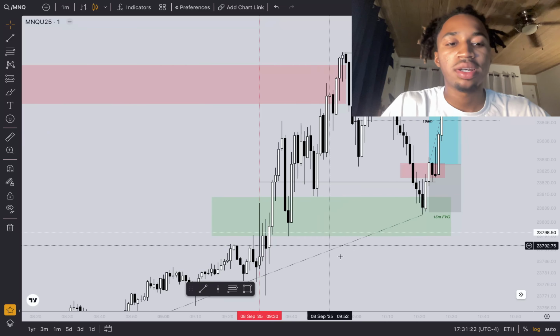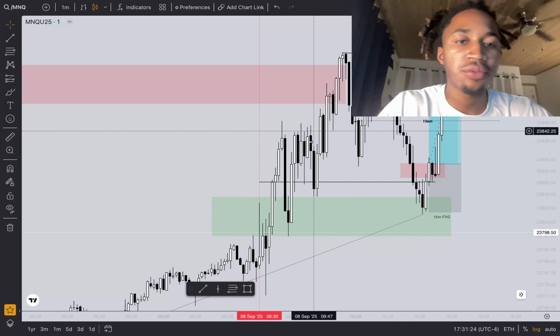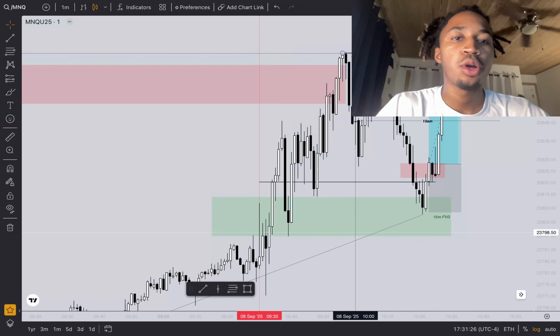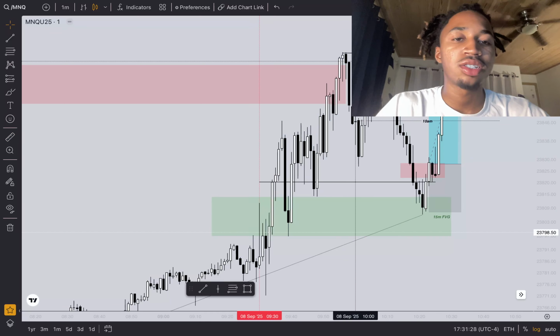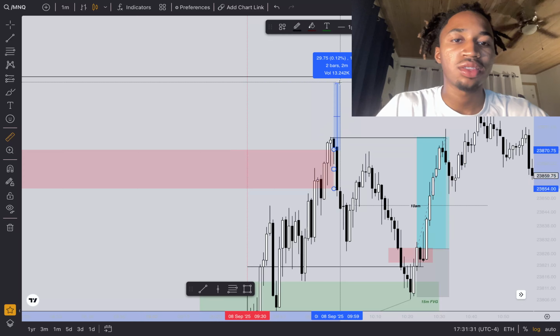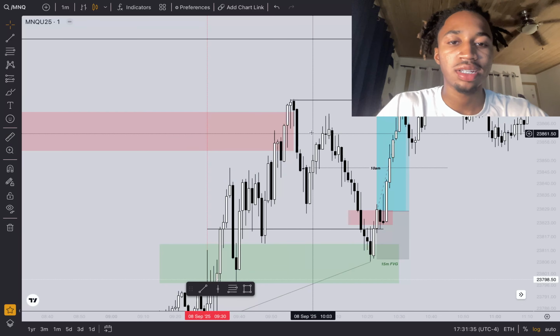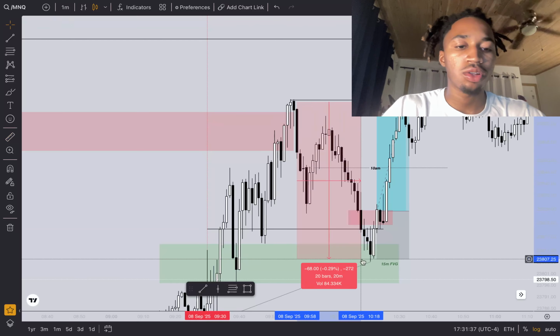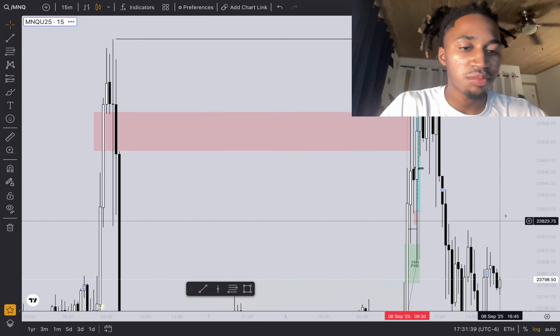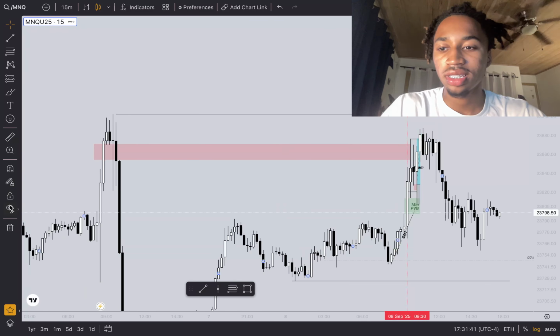So what I'm going to be talking about now is the A+ setup that formed. After we made that rally higher, we created this new buy side liquidity, maybe 30 points away from the actual draw. We ended up trading down lower, tapping into this 15-minute fair value gap, as you guys can see right here.